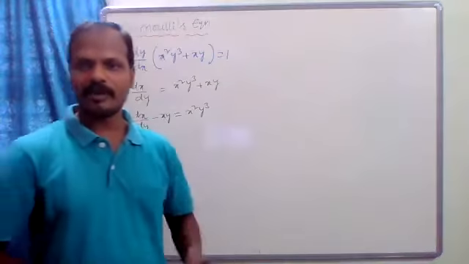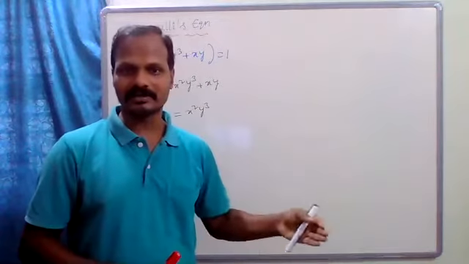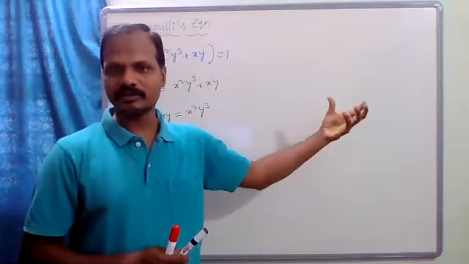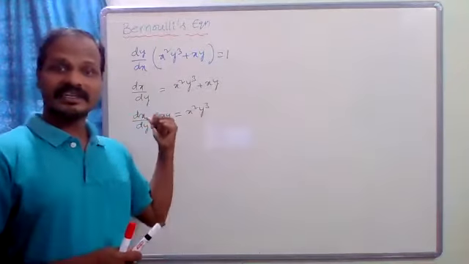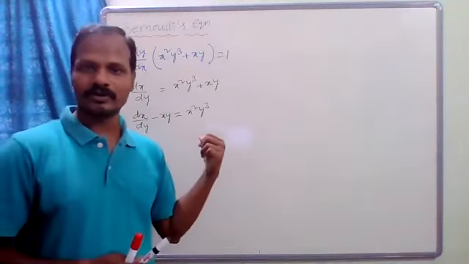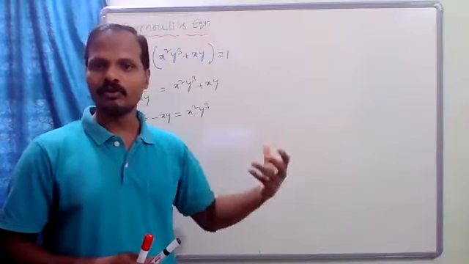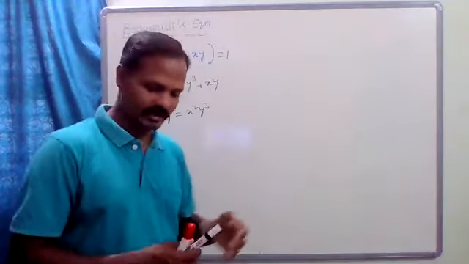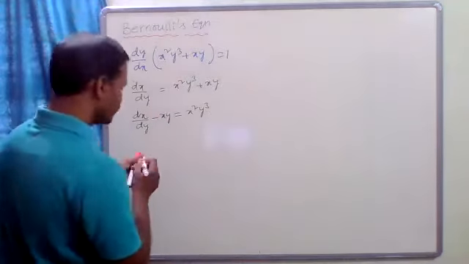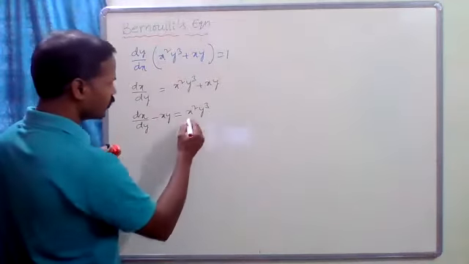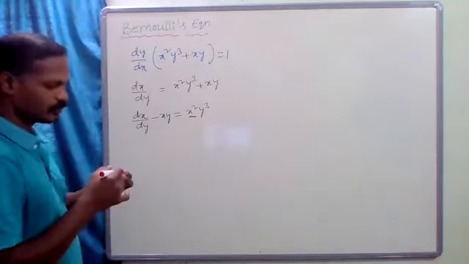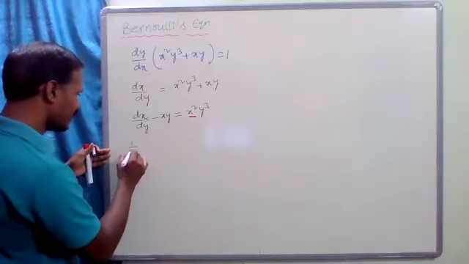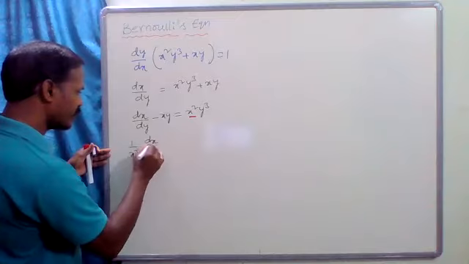In the previous problem, it was dy by dx, and in that case we moved y terms to the left side. But this is dx by dy, so what do we have to do? We have to move x terms which are on the right side to the left side. That means you move this x square to the left side. Then we get 1 by x square dx by dy.